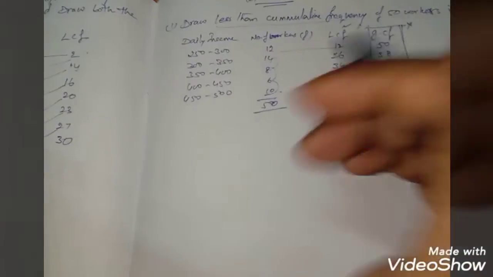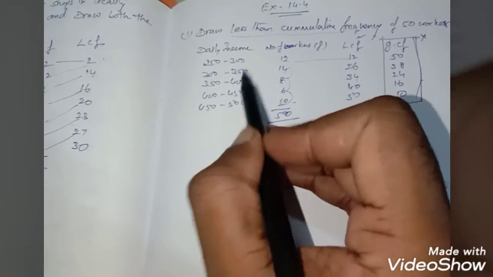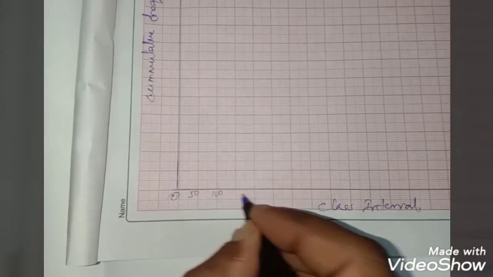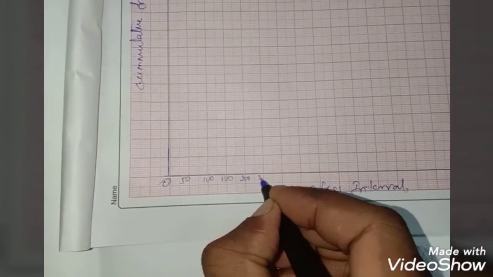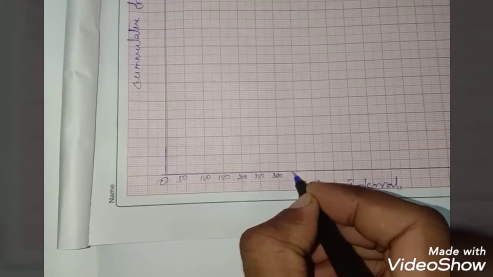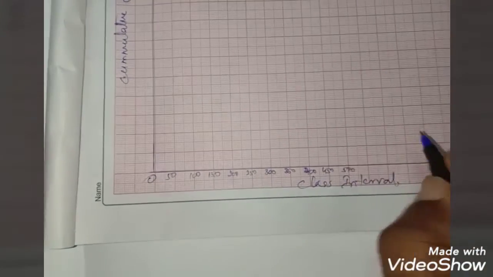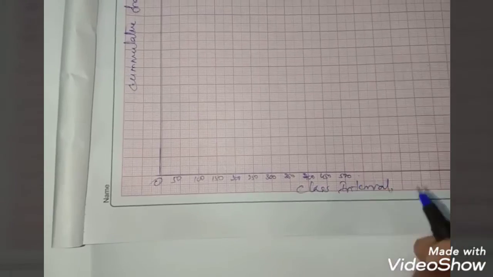Now here it starts with 250, so I can write here the origin is 0, then 250. The difference between the class intervals is 50, as we have written here, so I can start with 50 here, that is 50, 100, 150, 200, 250, 300, 350, 400, next 450, 500, right? So till 500, because our class interval starts with 250 and ends with 500.